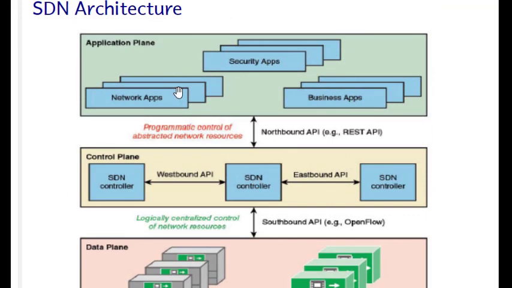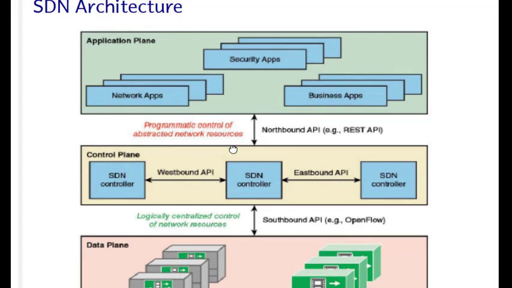Then in order to connect the application plane with the control plane, we have the northbound API. REST is not actually an API, but it gives some constraints which must be followed. So this is REST between the application plane and the control plane. Various other APIs are also suggested. So this is the architecture of the SDN.